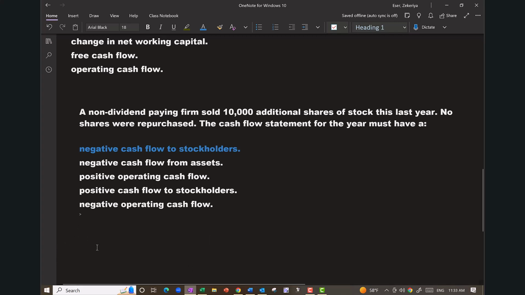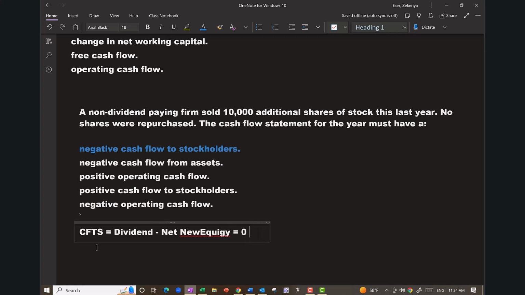Or if you want to be clinical about it, cash flow to stockholders is dividend minus net new equity. So in this case, it's 0 minus positive. That's there. So however your mind works, I'm good with that.